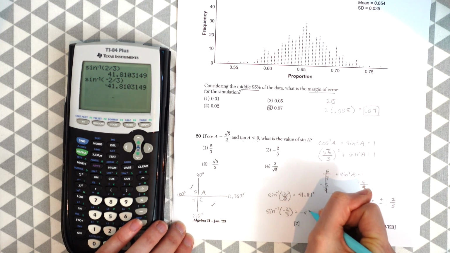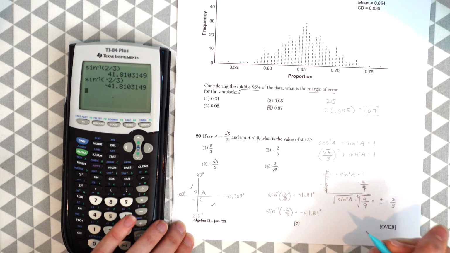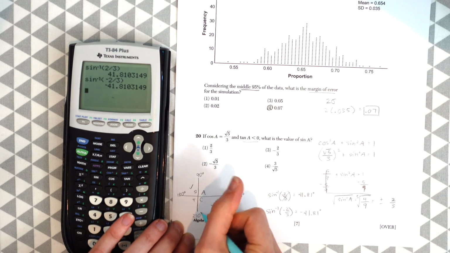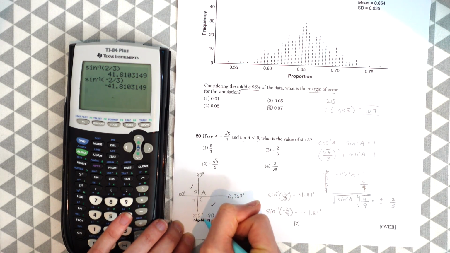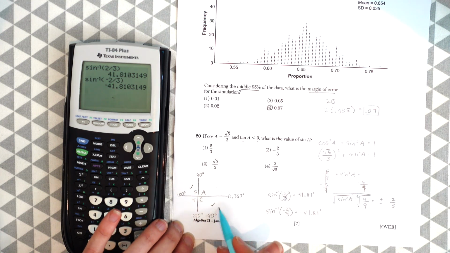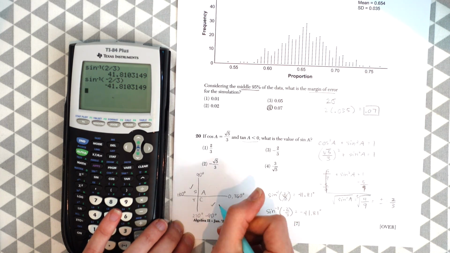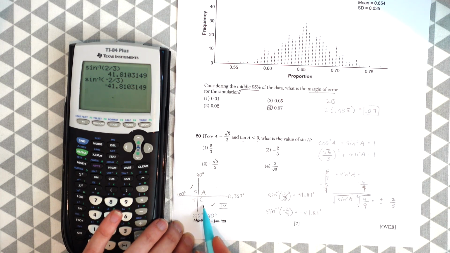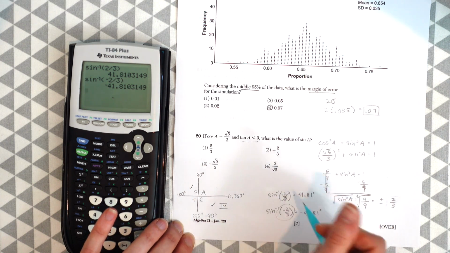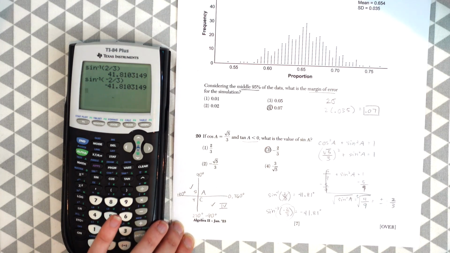And we get negative 41.81 degrees. So this 270 is also negative 90 degrees. So that means the angle would fall in here, in the fourth quadrant, where cosine is positive and where tan is negative. So we know that negative 2/3 is our answer, choice 3.